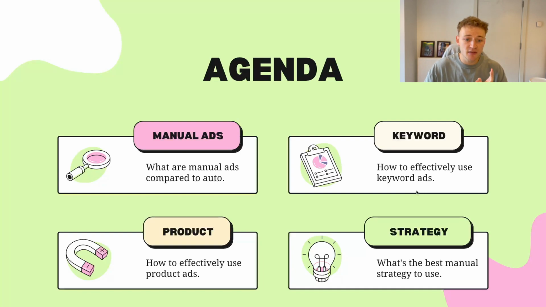But in terms of the agenda for this video, we're going to start firstly with manual ads and what manual ads are compared to auto ads. So, back right to the beginning, for anyone who's a complete beginner when it comes to Amazon ads: what is the difference between a manual ad and an auto ad? There are then two different types of manual ads, mainly a keyword ad and also a product ad. So the next two sections beyond that are going to be going through keyword ads, how to effectively use them for your KDP books, and then also how to effectively use product ads for your KDP books too. And then finally, based on all this information that we've covered in this video, I'm going to come up with the best manual strategy to use, in my opinion.